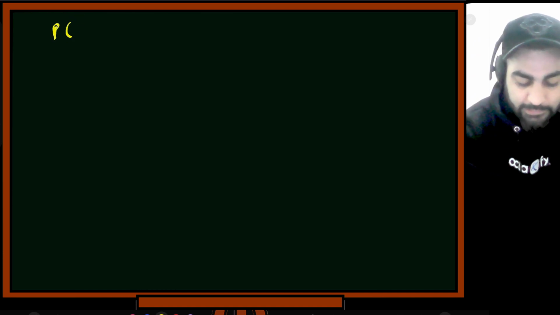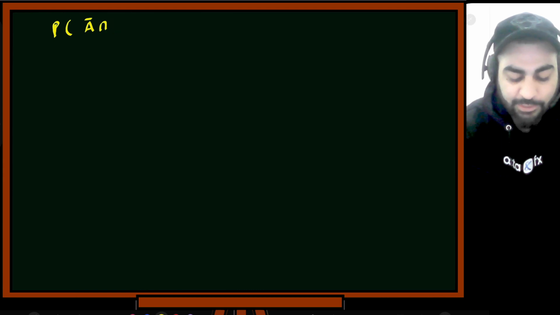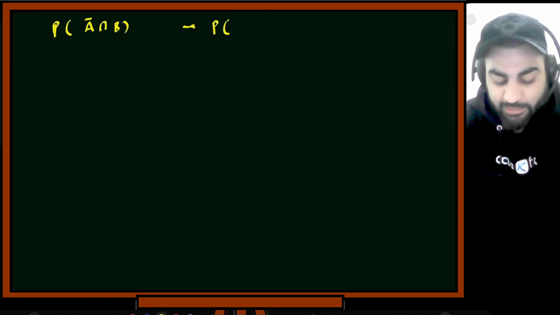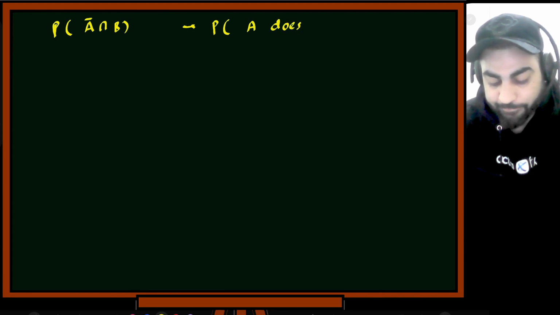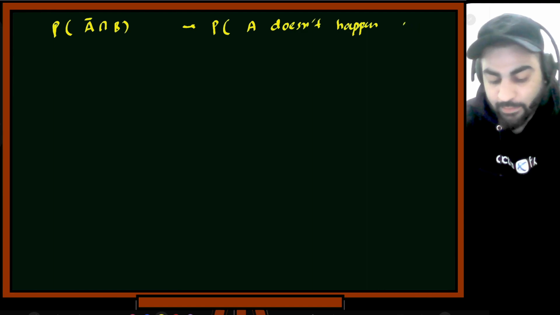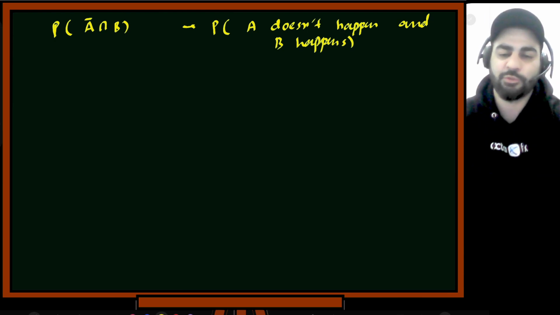Now, if I say probability A does not happen, but B happens, just the reverse of that. That means A should not happen, and B should happen. So in English, I'll say probability A does not happen and B happens. Some event will occur, happen or occur, I'm just using them interchangeably.